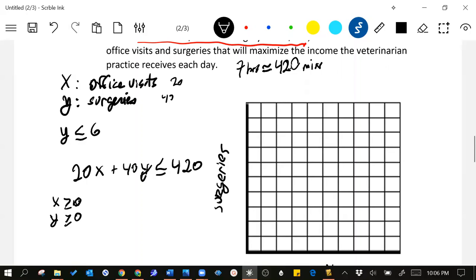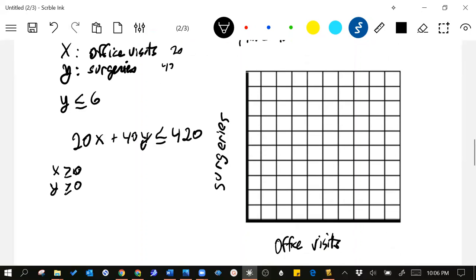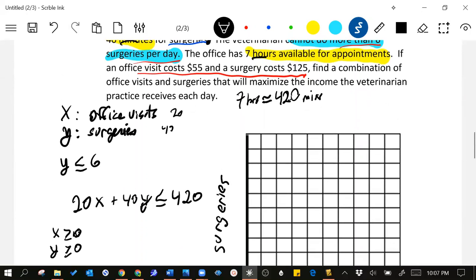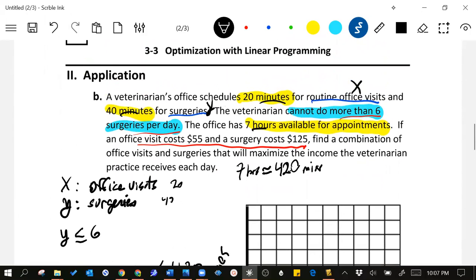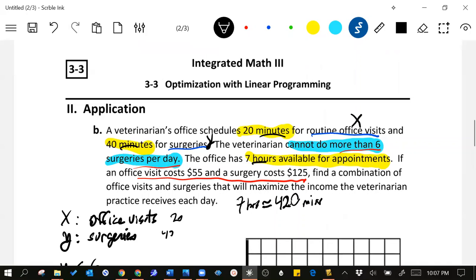Supposed to be an R there. Okay, let's rewrite it. Surgeries. Okay, and then now numbers, let's think about it before we put the numbers. Because it looks like, let's take the 20 minutes. That's 3 in an hour. In 7 hours, that would be 21. So you can go as high as 21 of them.